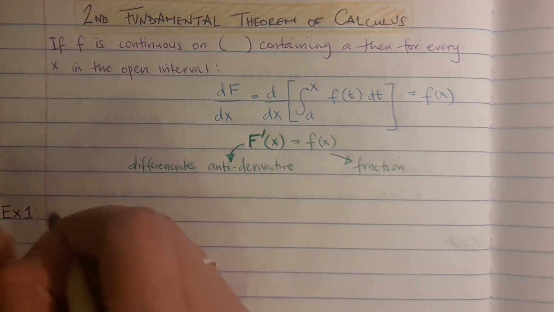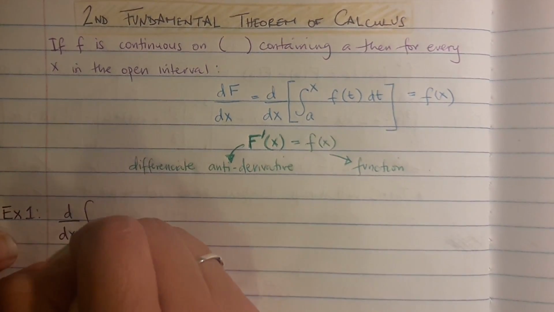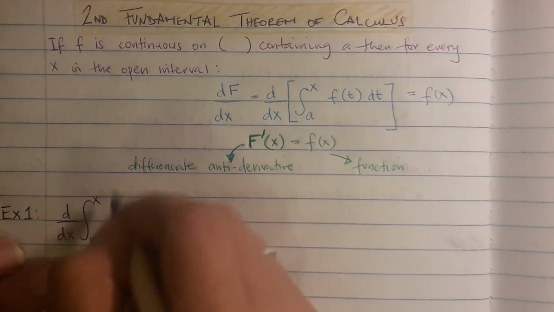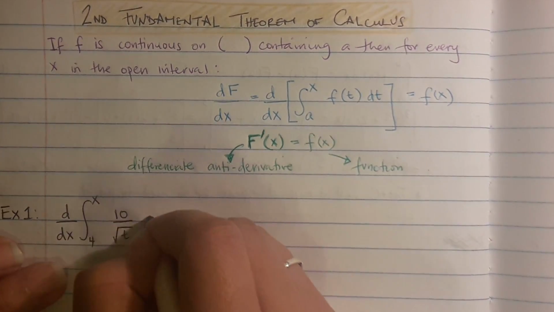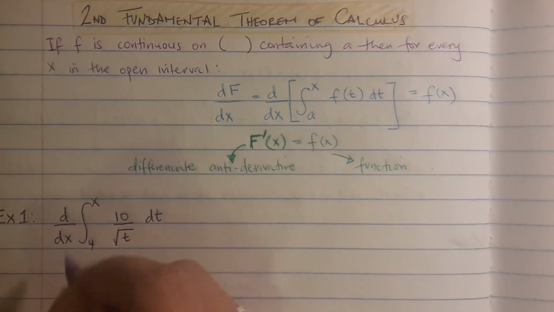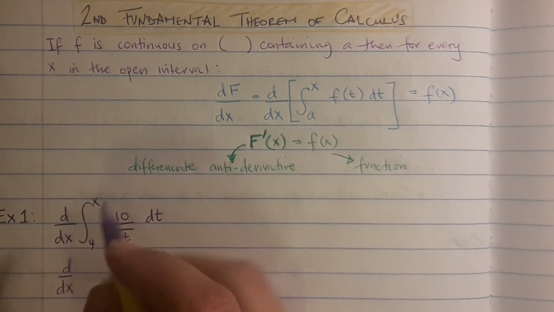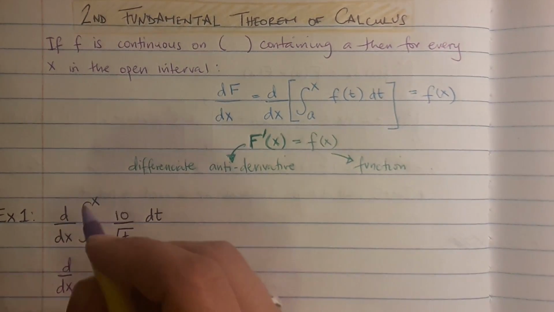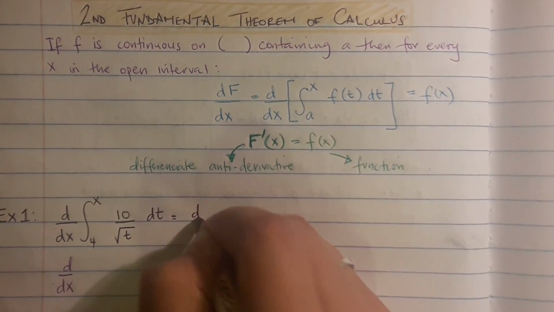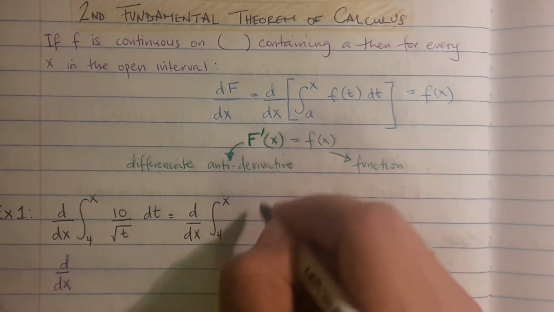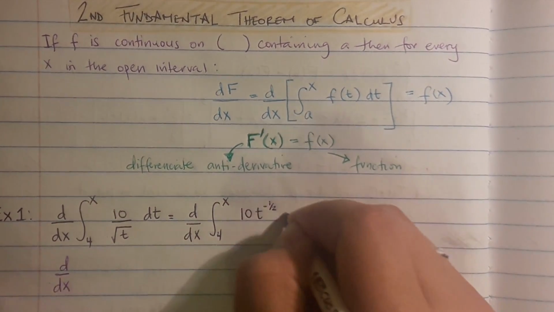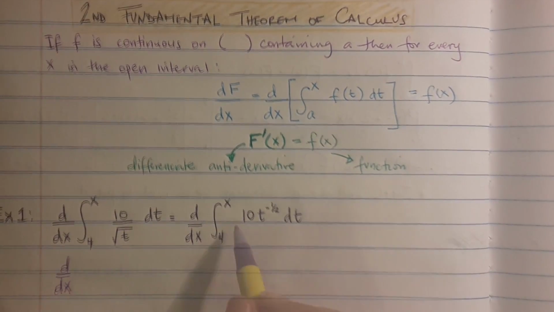Alright, so an example: if you take the derivative of the integral from some constant 4 to a variable x of the function 10 over radical t with respect to dt, I'm going to do the long way first, then I'm going to show you what the second fundamental theorem says. So let's rewrite this function with that t with the exponent. So the derivative of the integral from 4 to x of 10 t to the negative 1/2 dt. So we just bring in the power.